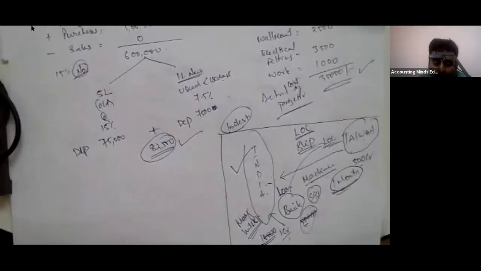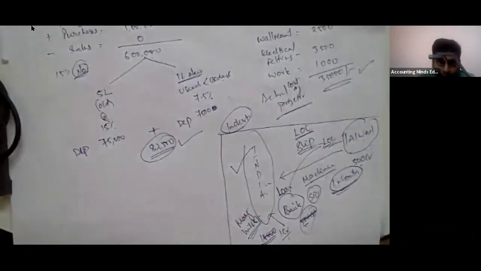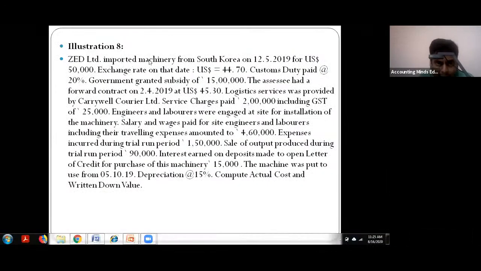Yes, guys? Yes, sir. So this is one aspect. Okay, so then the first part. What is the first part of the question? The first part of the question is: Z Limited imported machinery from South Korea on 12/5/2019 for US dollars 50,000.